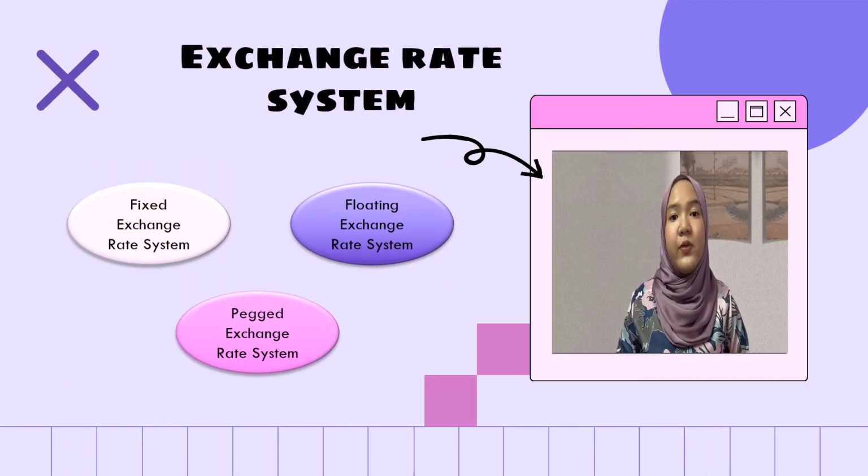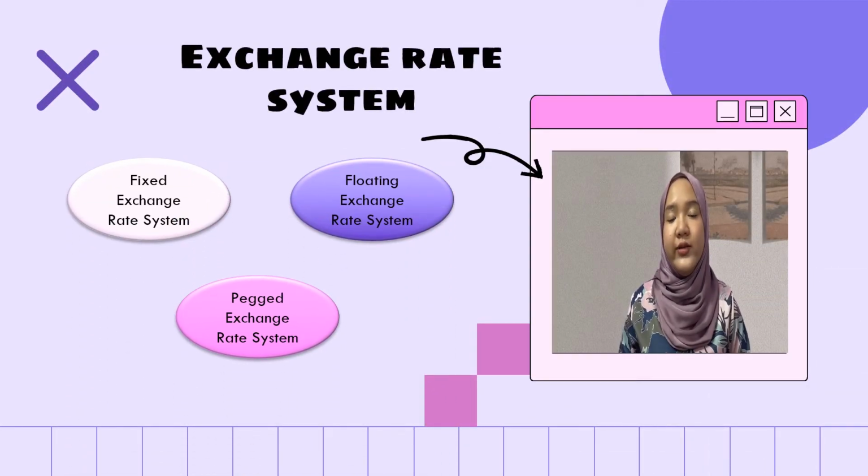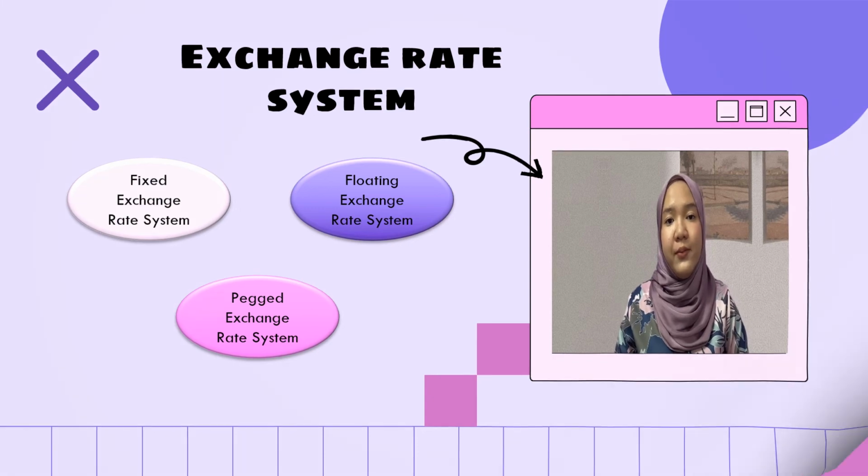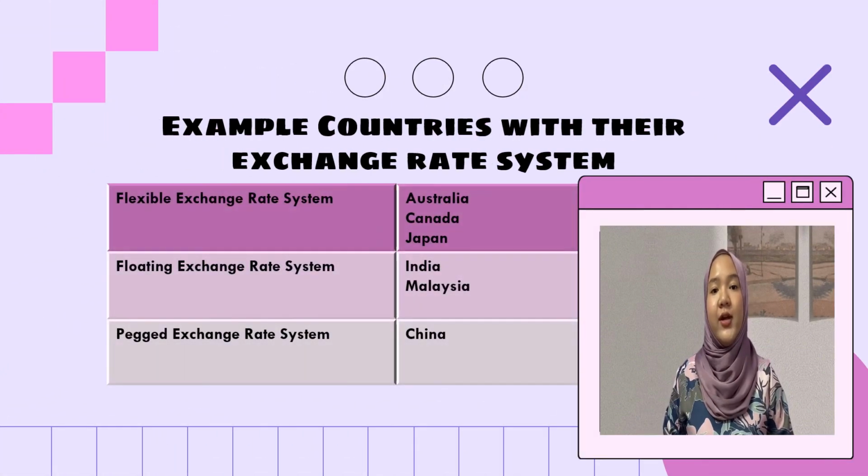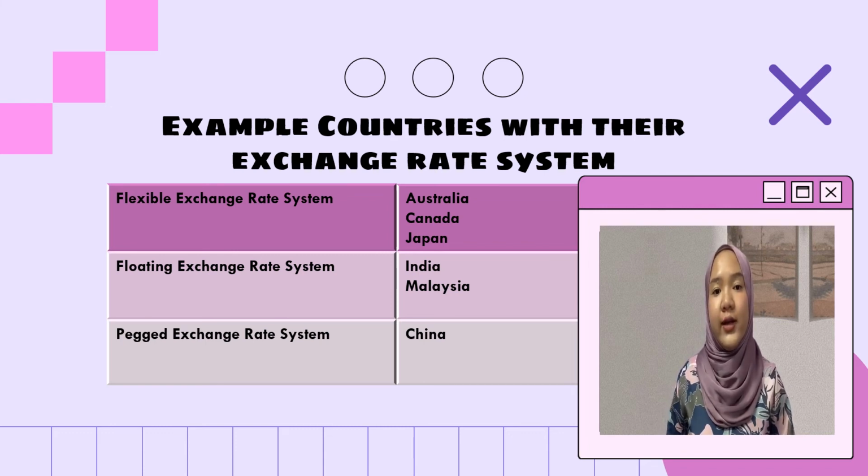There are three types of exchange rate system, which are the fixed exchange rate system, floating exchange rate system, and also pegged exchange rate system. Now I'll proceed to the example of countries with their exchange rate system. The first one is the fixed exchange rate system, which consists of Australia, Japan, and Canada. Next is the floating exchange rate system, which includes India and Malaysia. Last but not least is the pegged exchange rate system, which only consists of China.